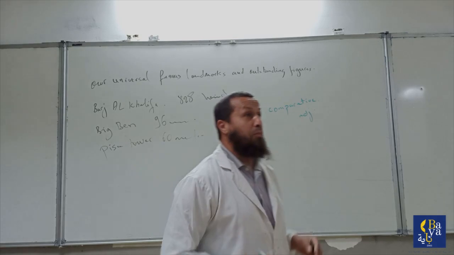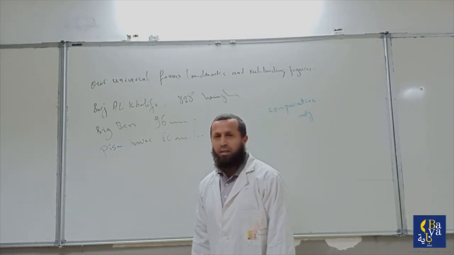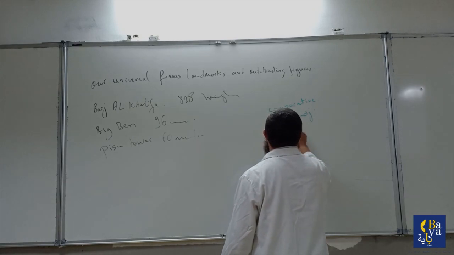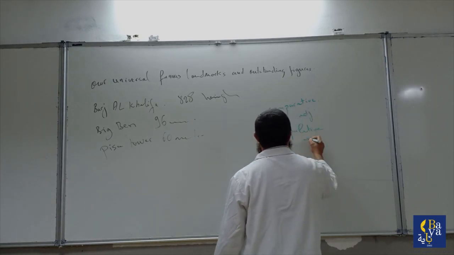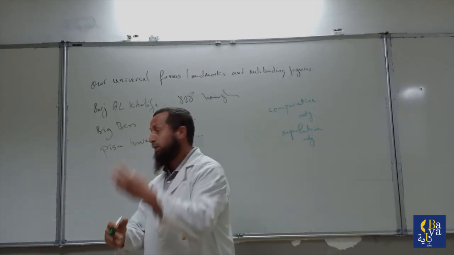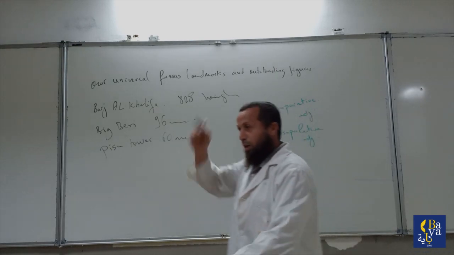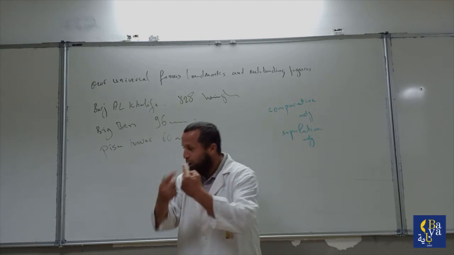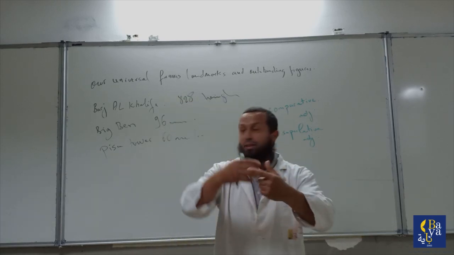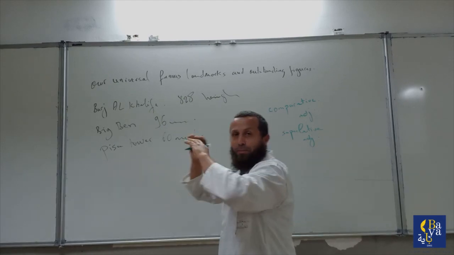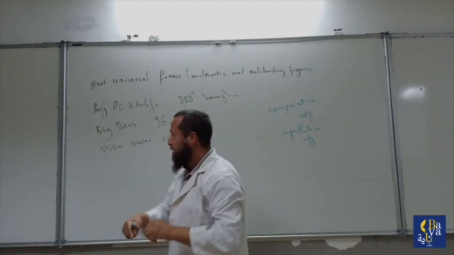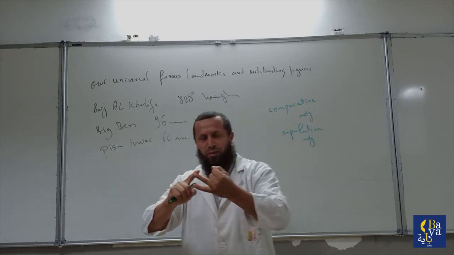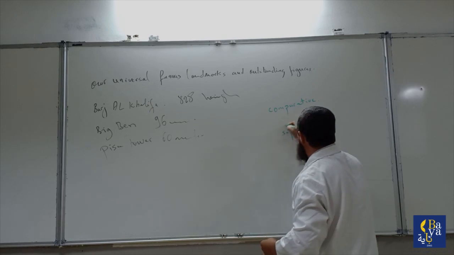If we want to compare more than two, three, 100, millions, we use the superlative adjective. So, the first thing is the comparative adjective. Comparative means we are talking about just two things: two persons, two landmarks, two figures, and so on. If we want to compare three or more things or people, we use the superlative.